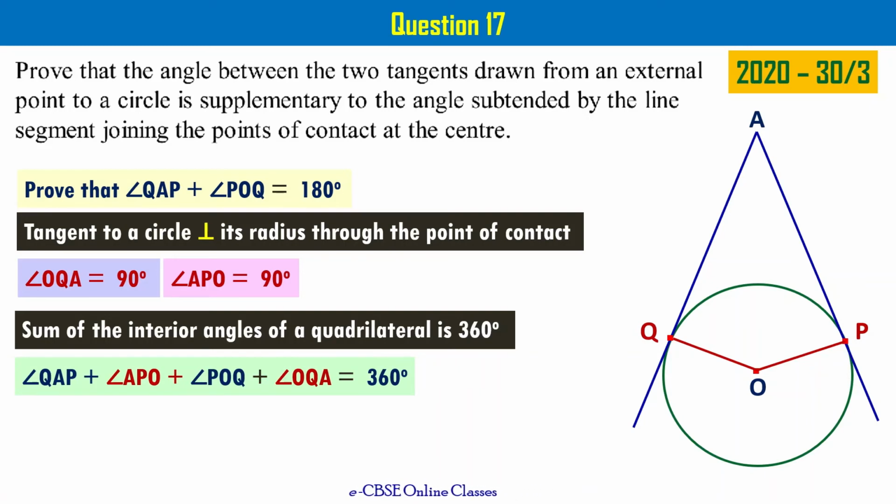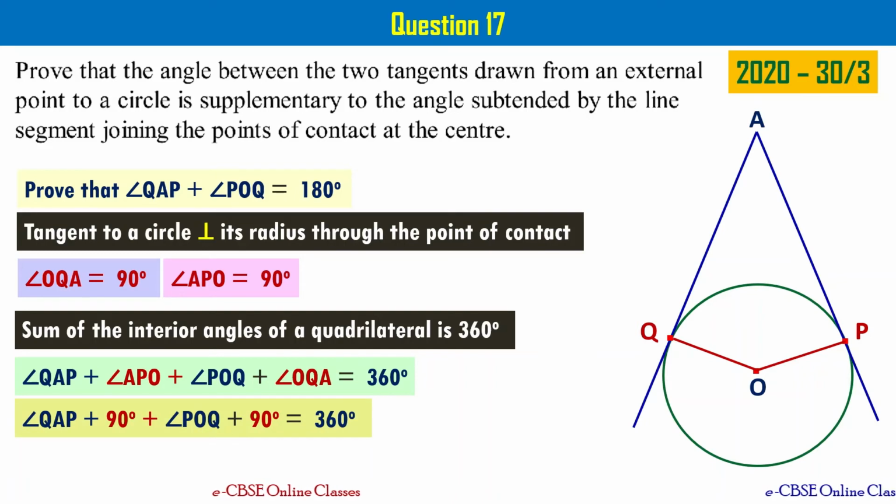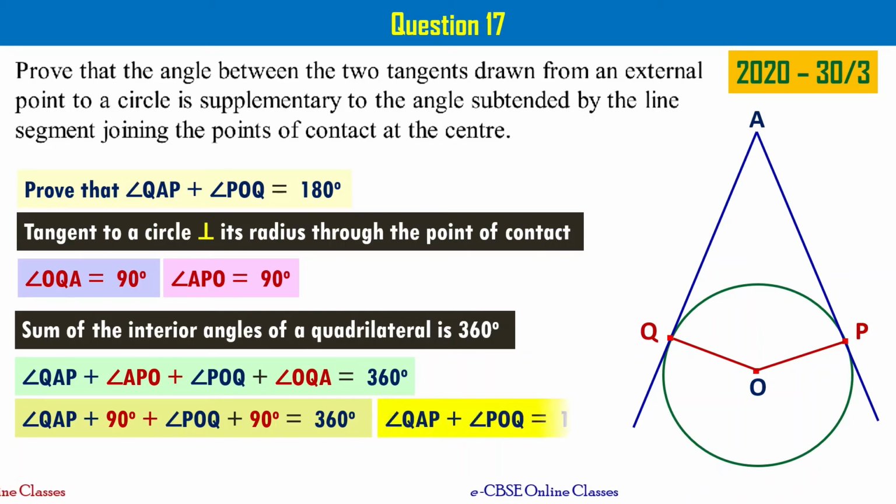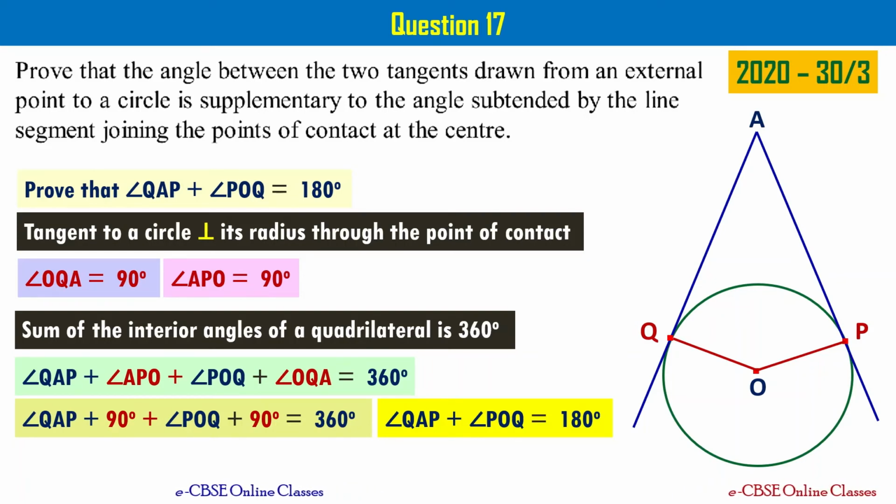So angle QAP plus angle APO plus angle POQ plus angle OQA equals 360 degrees. Out of which two of the angles we know are 90 degrees each, right? Let's substitute them, so you can write it as angle QAP plus 90 degrees plus angle POQ plus 90 degrees equals 360 degrees. Simplify it such that you get angle QAP plus angle POQ equals 180 degrees. This is what we were asked to prove.